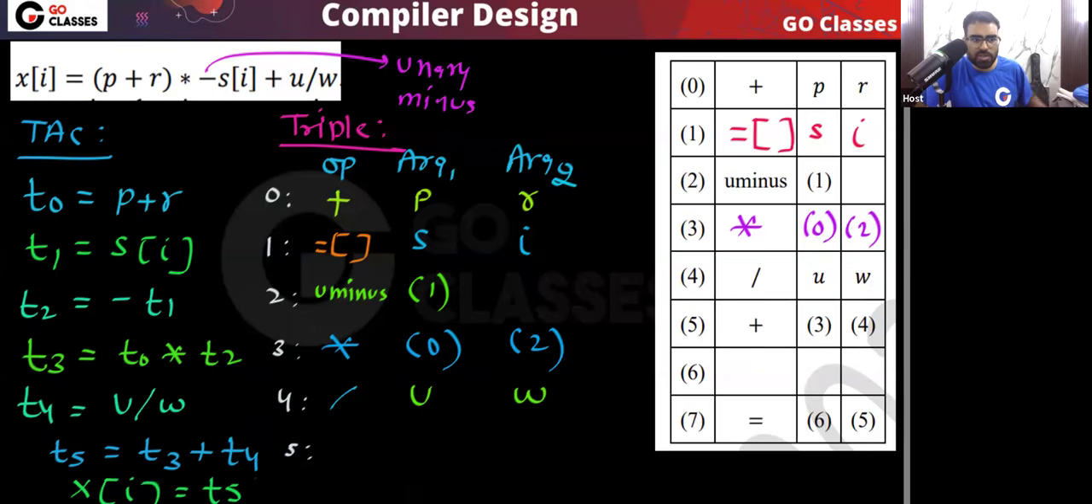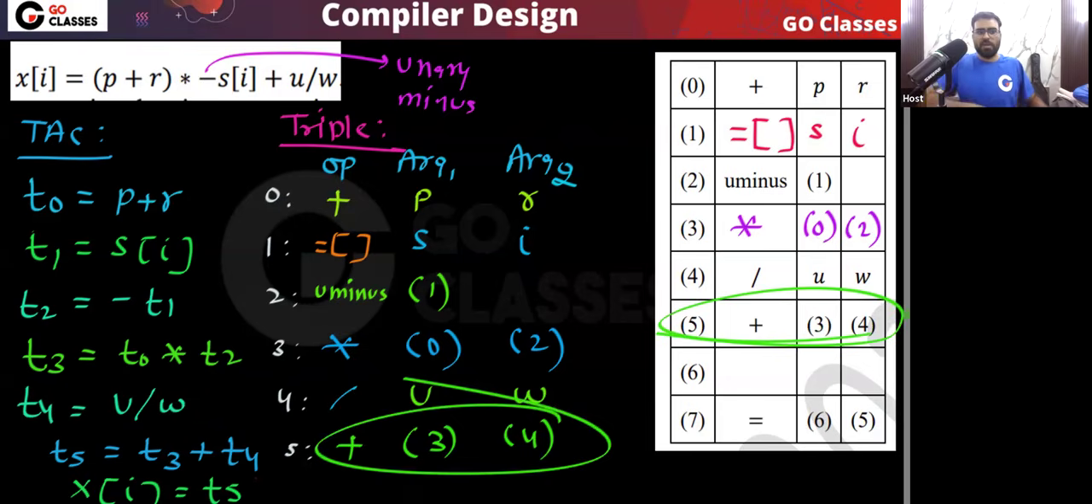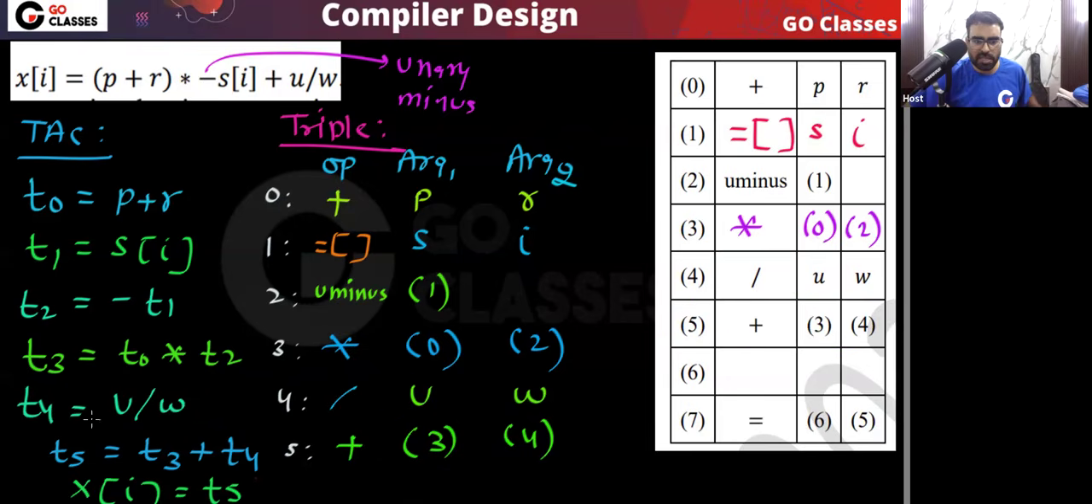In the next instruction, the operator is plus, and the arguments are T3, T4. T3 means position 3. T4 means position 4. You can cross check. This is same as this. Very good. Now let's see the last line. Only this is remaining. What will happen for this line?